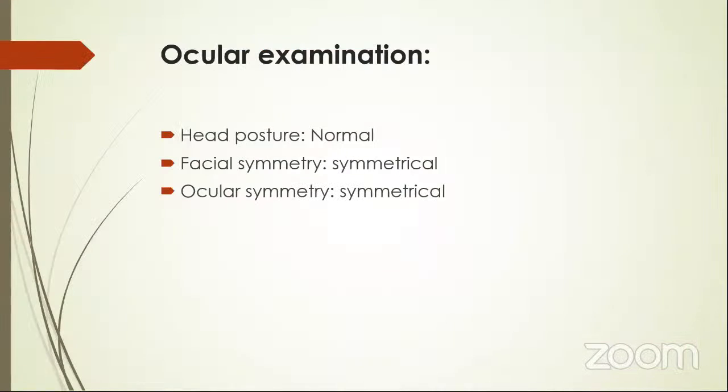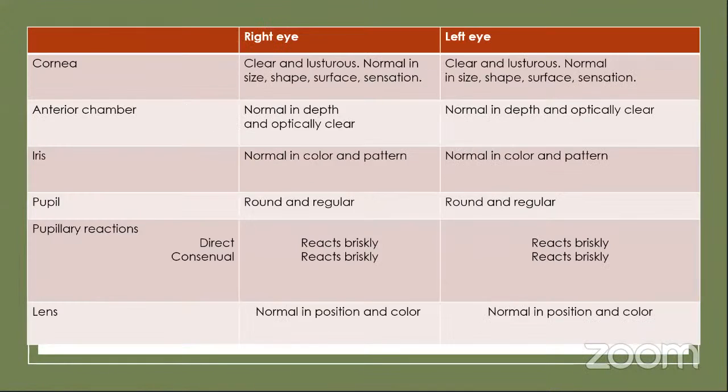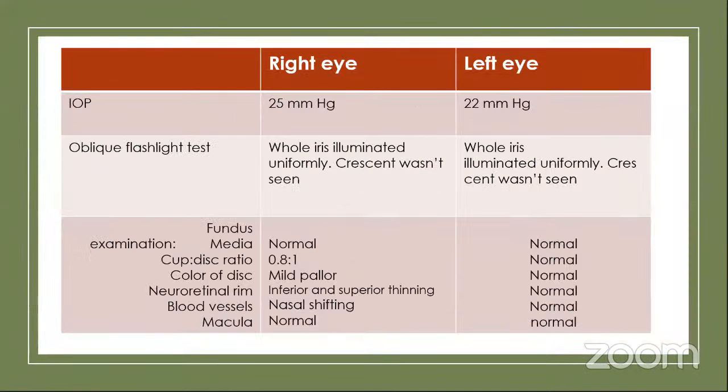Now the left eye is normal except the IOP of the left eye came out to be 2 millimeter of mercury. Otherwise, the left eye was normal.